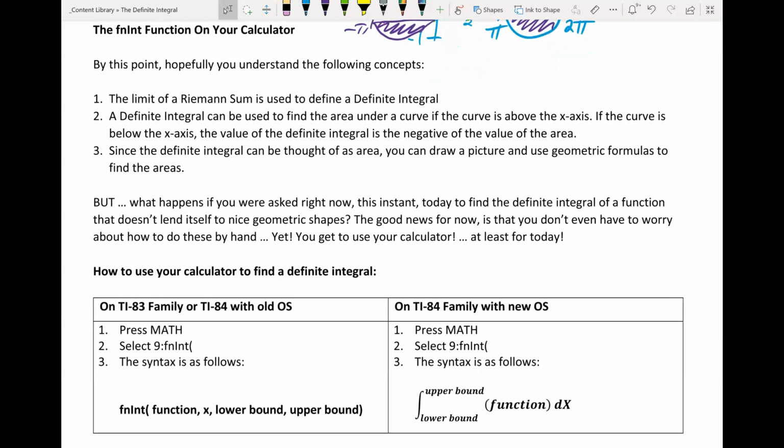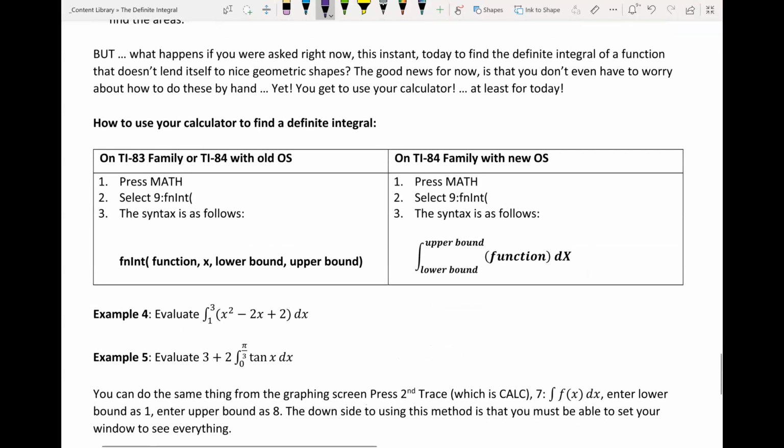Now, you should have a graphing calculator, and your graphing calculator can calculate definite integrals for you. So if you have a TI-83 or TI-84, the old system, you can follow these steps, or if you have the brand new TI-84, the new system, you can follow this. So you should see in your calculator, if you press math and then 9 for fnInt, you're either going to see one of these two.